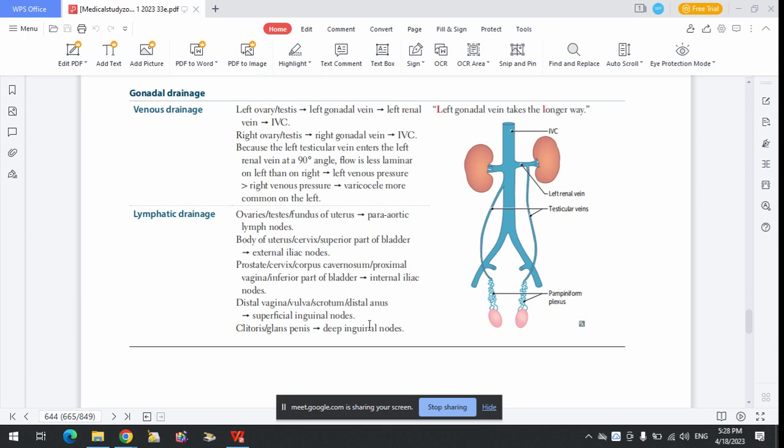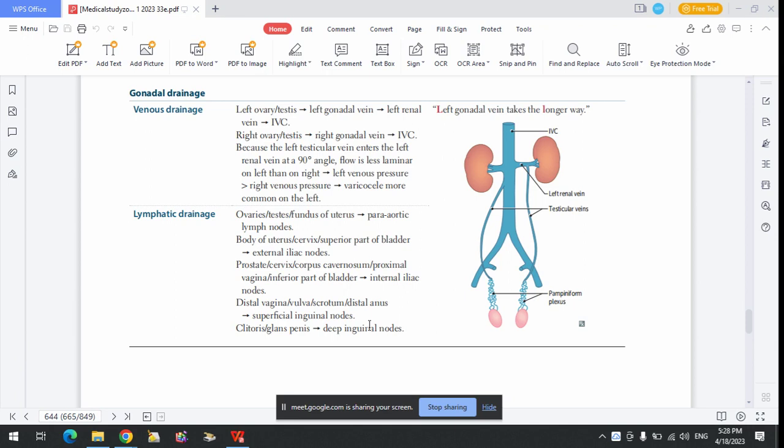Yeah, I think it's cool so far. For me right now, the ones that have stuck are the paraaortic. I can remember the gonads: ovaries, testes, fundus of uterus. Right after that, the rest of the uterus, that's the body, then the cervix. In addition to that, the upper part of the bladder.